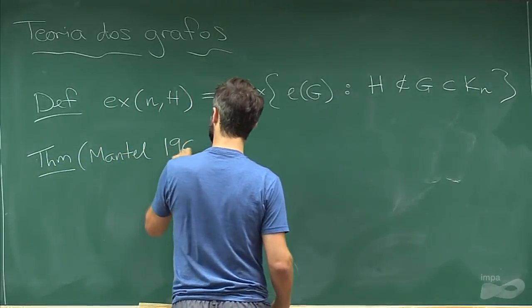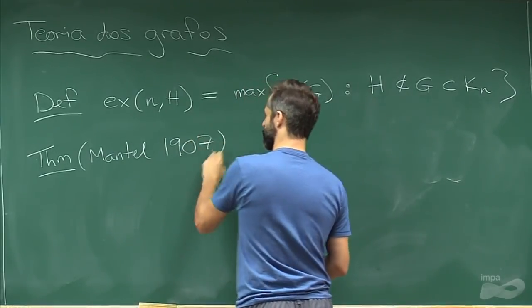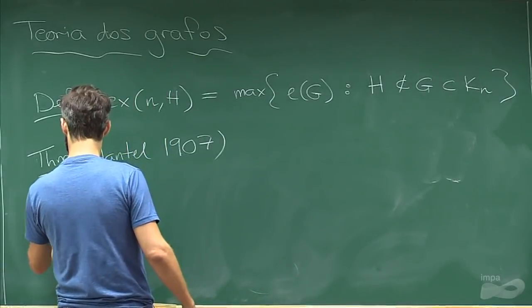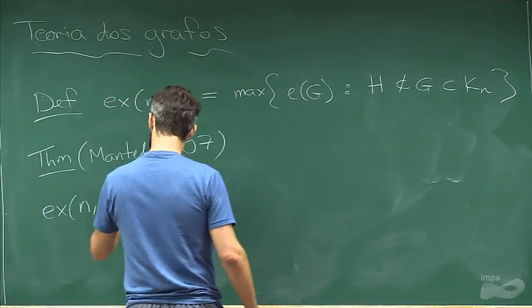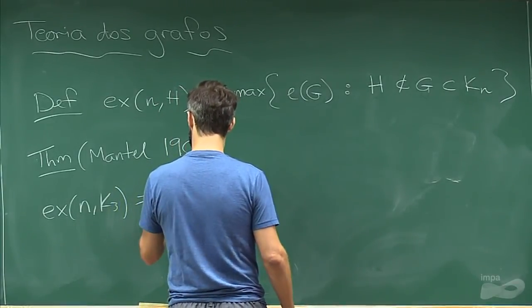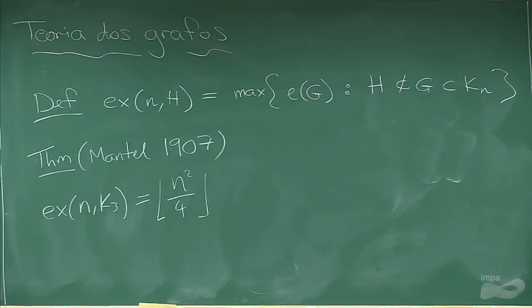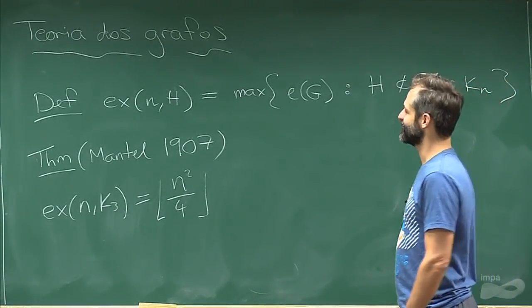So Mantel in 1907 or something proved that the extremal number of the triangle equals n squared over 4. Well, okay, floor. He proved it in the sense that it appeared in some magazine as an open problem attributed to him, and several people solved it by the following week. But anyway, so what's the proof?